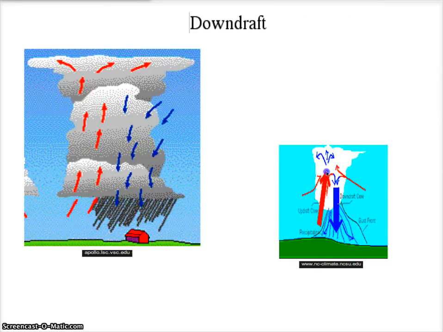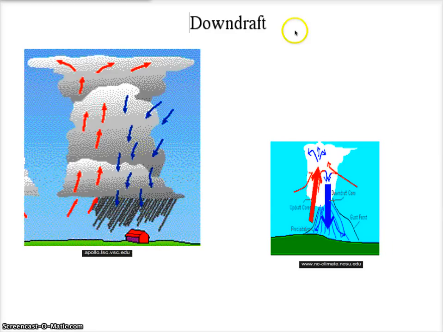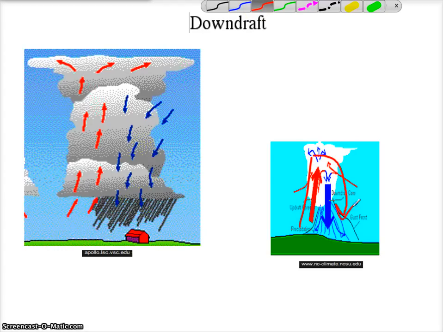You've got the updraft on this side of the cloud, and you've got the downfall of rain coming down on the other side of the cloud. Now these downdrafts can have a lot of characteristics to them. Whenever you have hail, it is often a result of a downdraft.